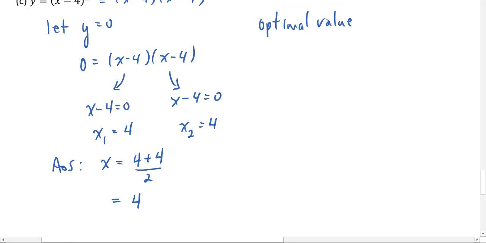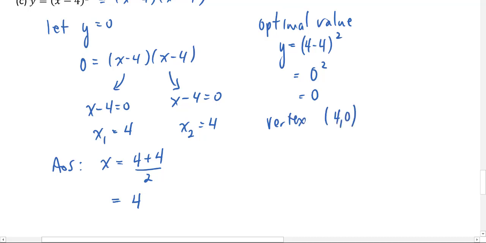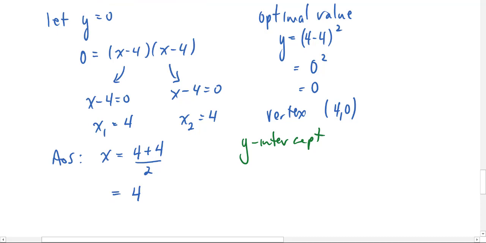The optimal value, we sub into our equation. It's going to be 4 minus 4 squared, 0 squared, which is 0. So in this case, we have an interesting point. We have the point 4 and 0, which is an x-intercept, which is a 0, but which is also our vertex. So we only have one point this time. So if we end up with something like this, we can also look for what's called the y-intercept. Because in this case, our vertex is a 0, we need the y-intercept.